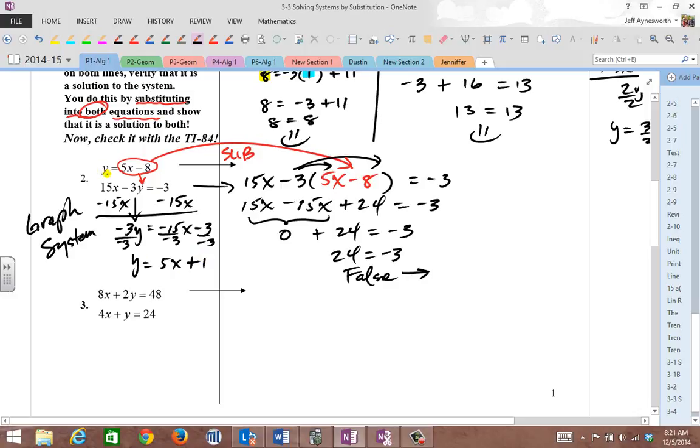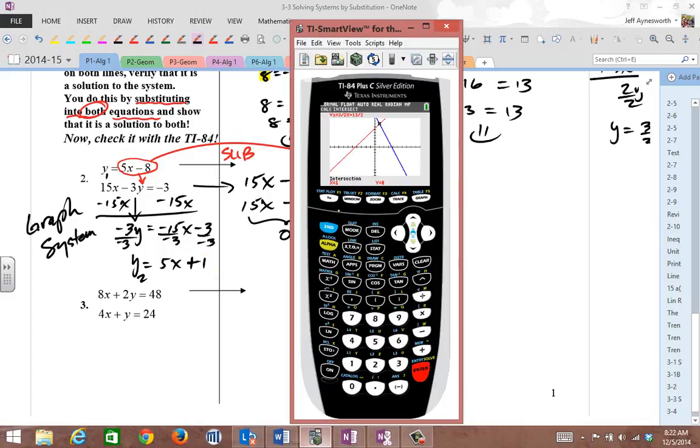Okay, so the first function y1 is 5x minus 8. The second function y2 is 5x plus 1. They have the same slope but different y-intercepts. Ooh, they're parallel. Let's take a look at that. So let's go back and hit y equals, hit clear, go down, hit clear again, and then go back up to y1 and enter in 5x minus 8. Go down to y2 and enter in 5x plus 1. Hit graph, and you'll see that they're parallel because they have the same slope of 5.